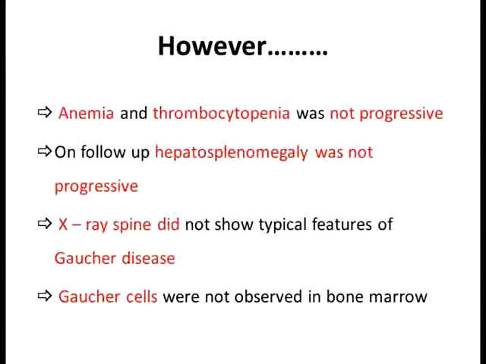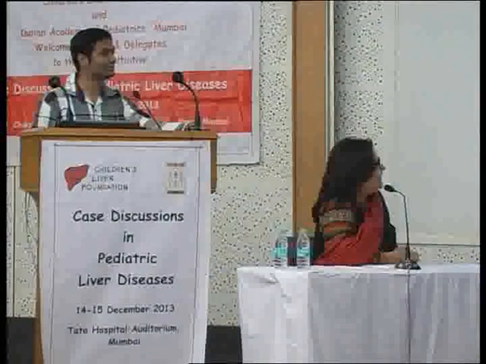I want to back up one more minute. You said that the patient was sent for enzyme replacement therapy, which is an extremely expensive therapy. So before you really put anyone on a therapy, you've really got to confirm a diagnosis. Gaucher cells were not observed in the bone marrow. Exactly. That is very concerning.